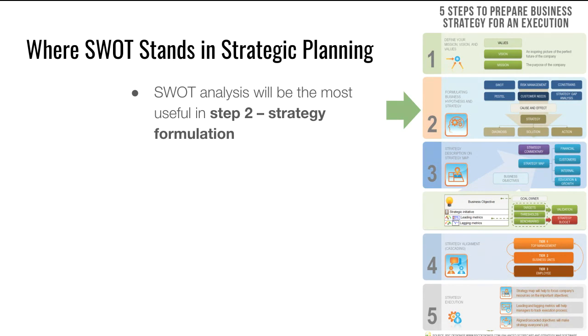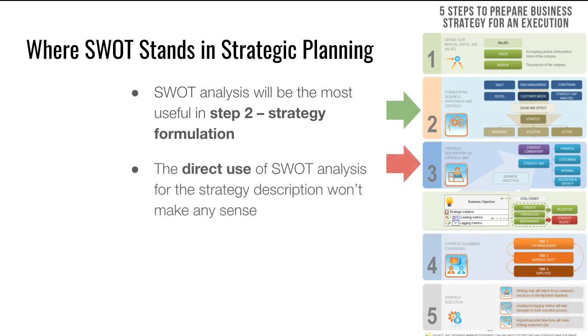And then we have step three, that is about strategy description, where we normally use strategy maps. So my point is that SWOT is really good for step two, the step where we come up with some business hypotheses, where we formulate our strategy, but it's not really a suitable tool for step three, where we describe the strategy.